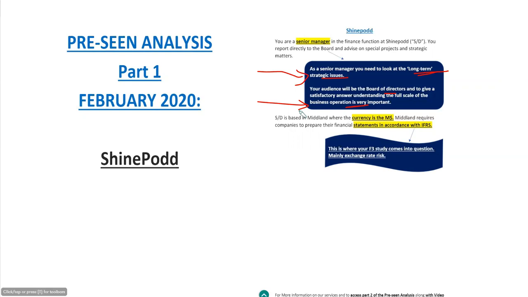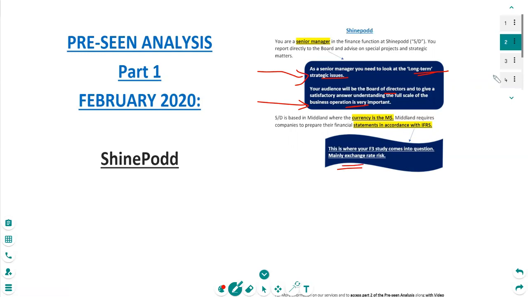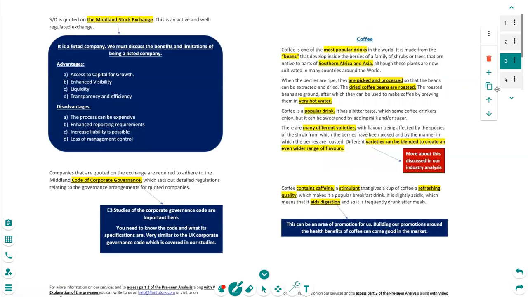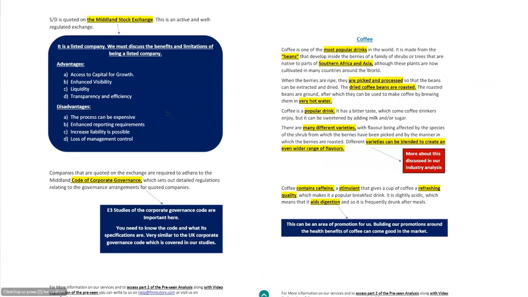Now, SD is based in Midland, which is again a fictional country where the currency is M dollars. Midland requires companies to prepare their financial statements in accordance with IFRS. This is where your F3 study comes into question. Mainly, we'll then start talking about exchange rate risks once we move to the latter part of the pre-seen.